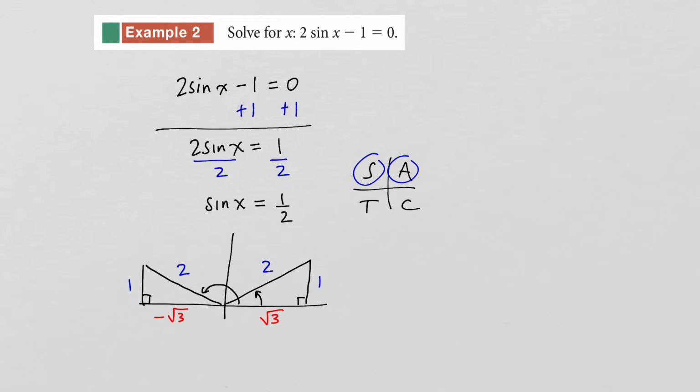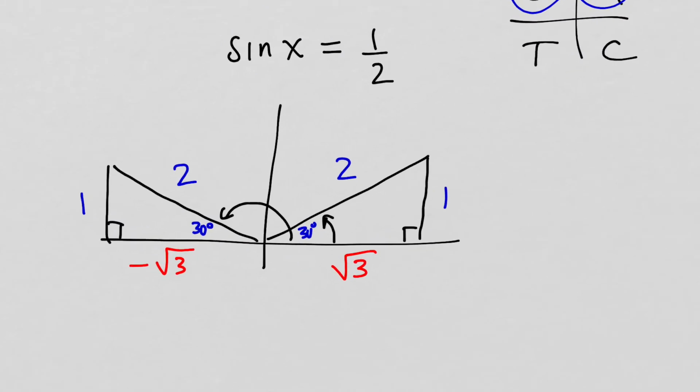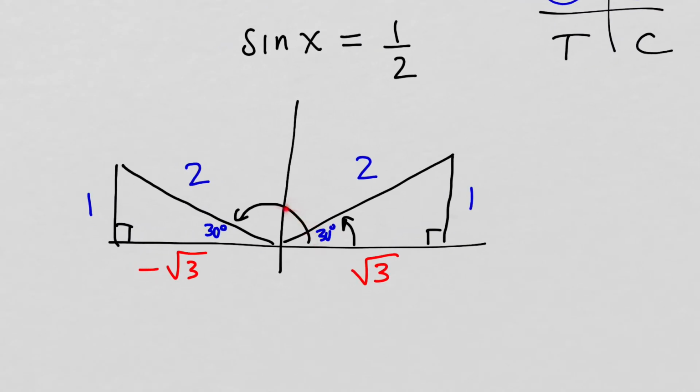And so you should recognize that this triangle is a 30, 60, 90 triangle. So the angle inside here is 30 degrees. Likewise, in the other triangle, this angle is 30 degrees. And that means that the angle that we are looking for, which is this angle here, is 180 degrees minus 30 degrees, which is 150 degrees.